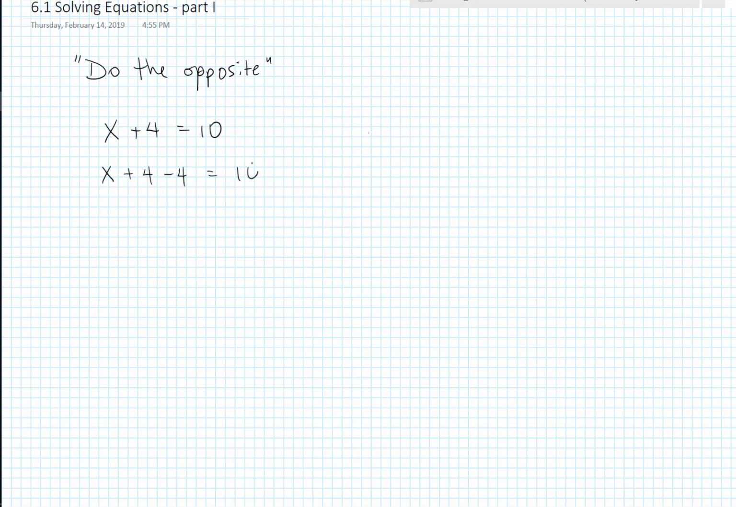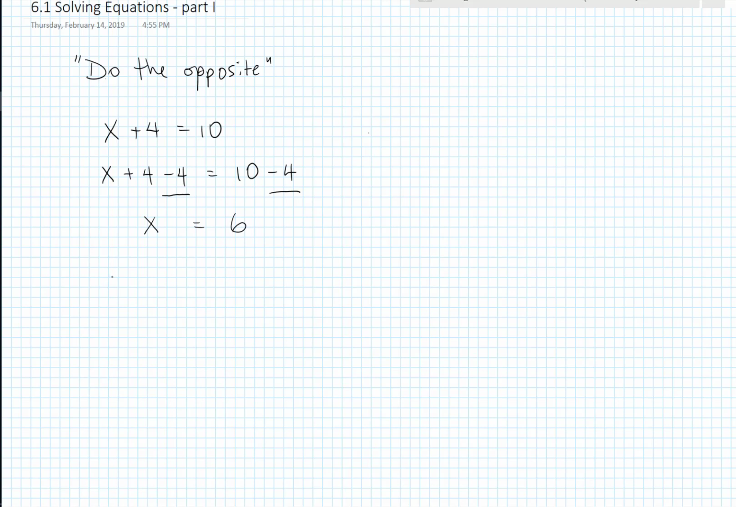So we end up with x plus 4 minus 4. So we're doing that to one side of the equation. So then on the right-hand side, we have 10 minus 4. As long as we do the same thing to both sides of the equation, we're maintaining the truth of the equation. So when you add 4 and then subtract 4, it disappears altogether. You're just left with x. On the right-hand side, 10 minus 4 is just 6, which is exactly what we expected.